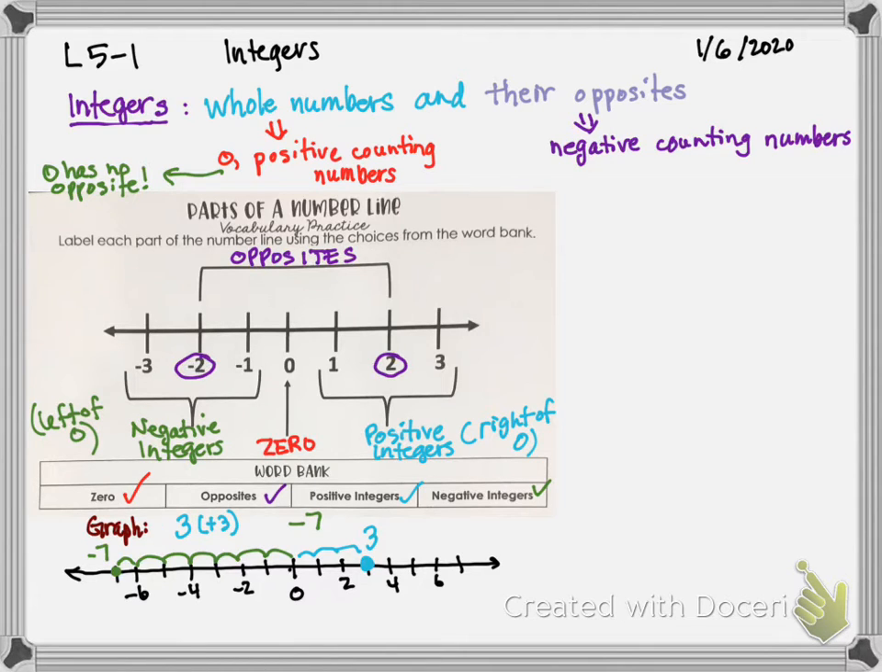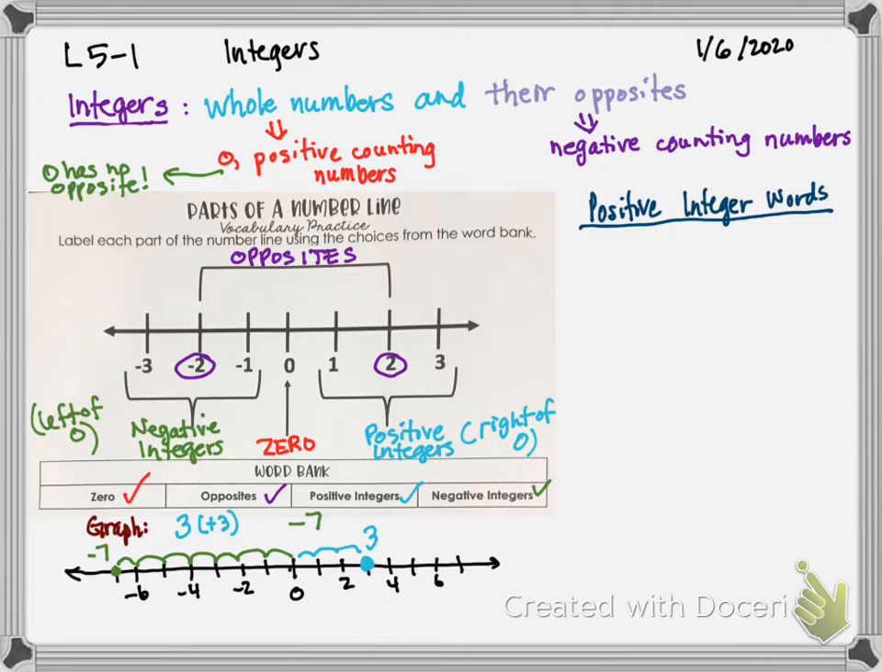Now, we don't just deal with numbers sometimes. What we're going to deal with is situations. So we're going to talk about words that mean positive integer, and words that tell us it's going to be a negative integer. We're going to talk about positive integer words, because the whole point of understanding integers is to be able to look at a situation and tell whether it's positive or negative.